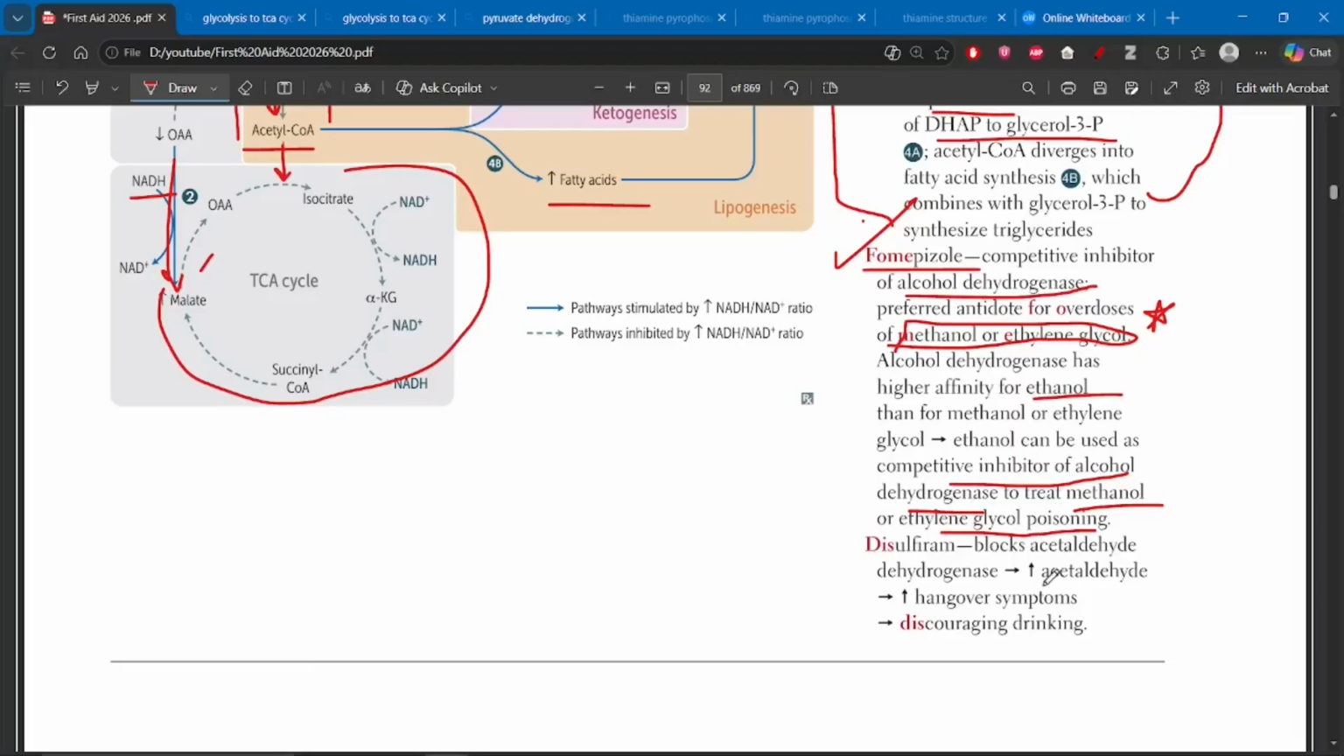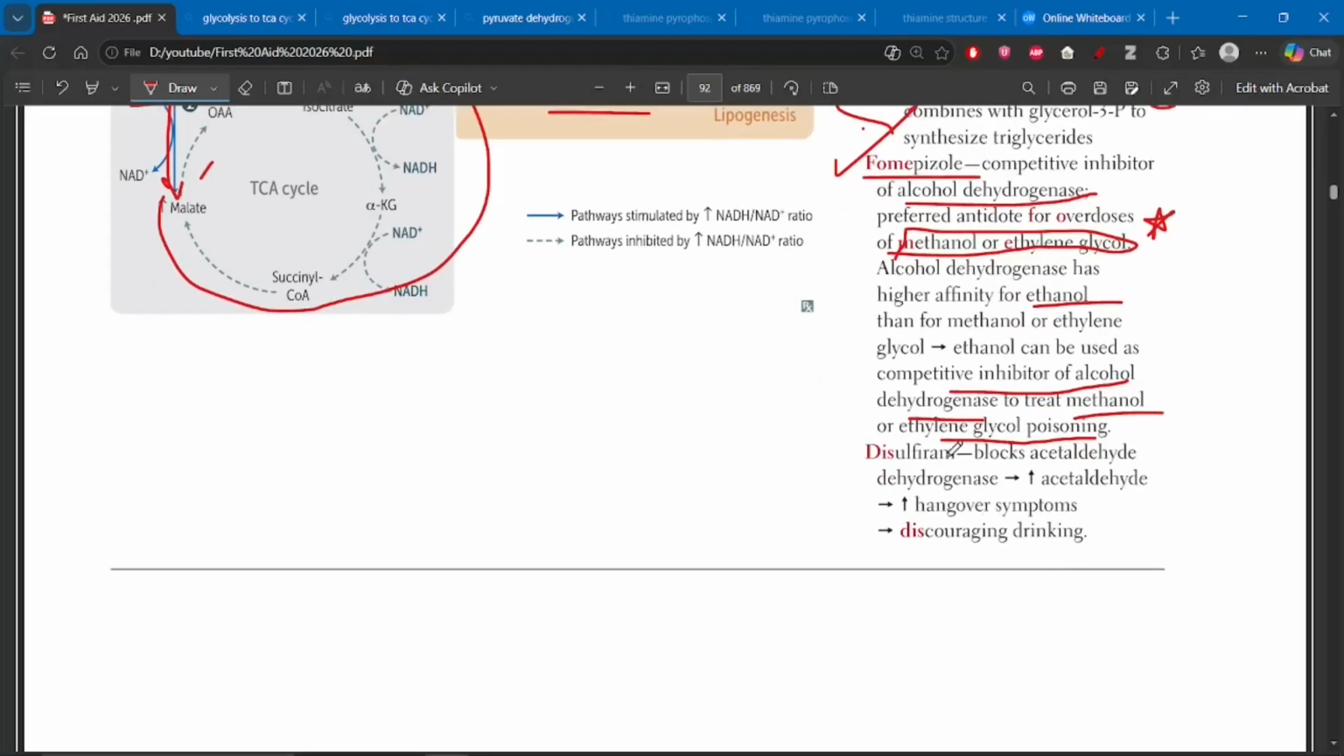Then we have a medication known as disulfiram, which can block acetaldehyde dehydrogenase. Basically, blocking this enzyme results in increased acetaldehyde, which leads to increased symptoms. And this discourages drinking. So the patient is going to feel awful and is not going to drink the next time. But this is not really recommended nowadays. It's not really used.